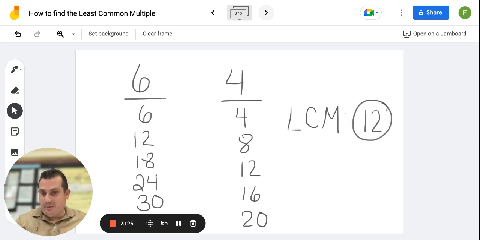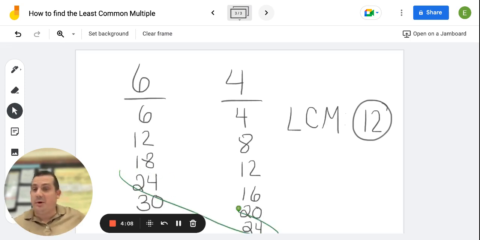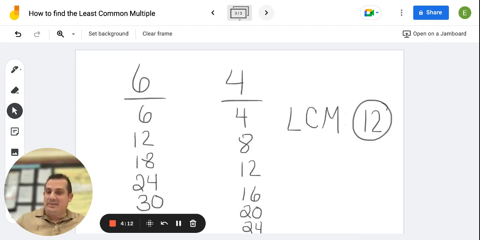That is my least common multiple. It doesn't mean that that is the only common multiple possible. It just means it's the least common multiple. And we want to use the least common multiple as often as we can, because when it comes time to simplify fractions, or do any computations with them, you want to work with fractions that have smaller numbers. If I kept on going, 20 would lead to 24, and you can see that 24 is also a common multiple of 6 and 4, but it's not the least common multiple. It is just a common multiple.